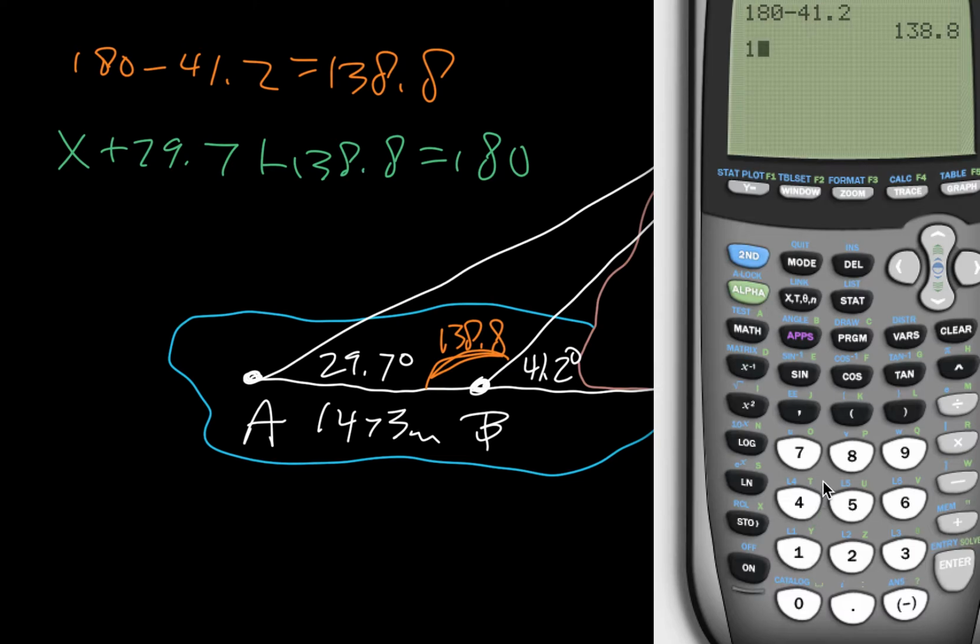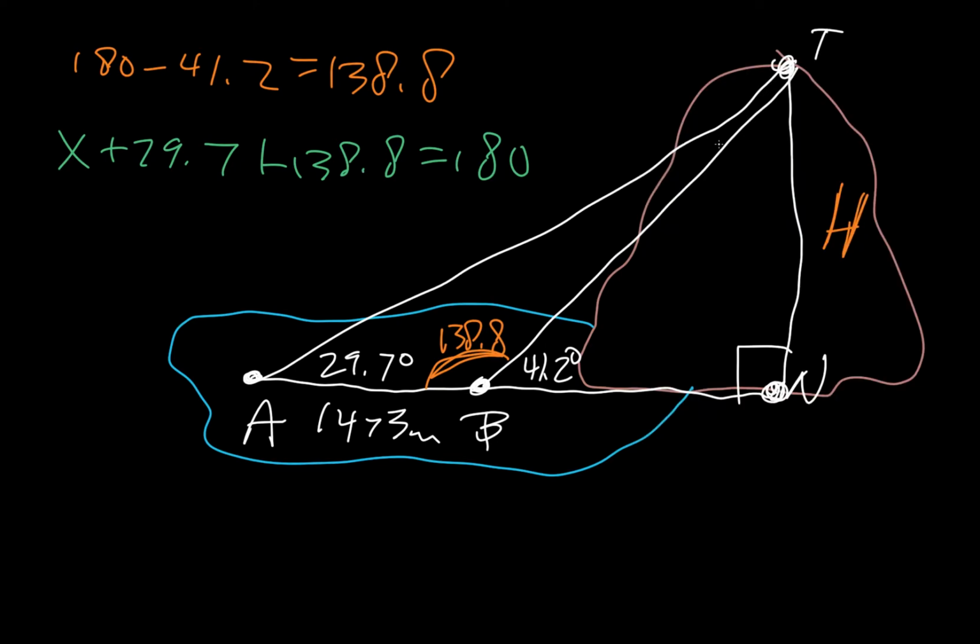So we're going to say 180 minus 138.8 minus 29.7, and we get 11.5 for this. So just the little piece of the angle right there is 11.5 degrees. Okay. Now, with that angle, we can set up a couple things.